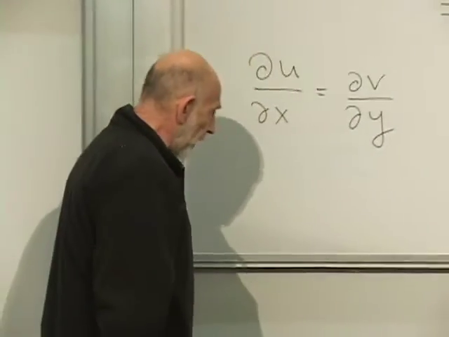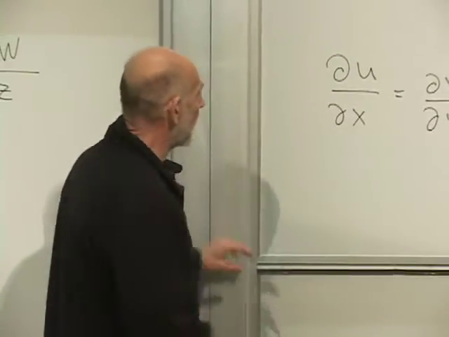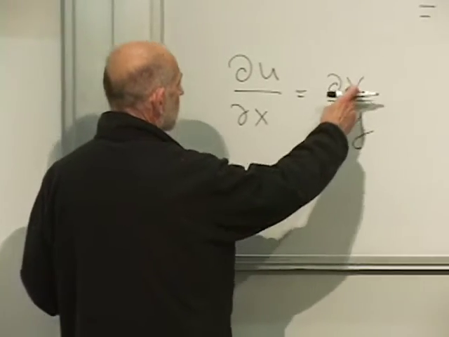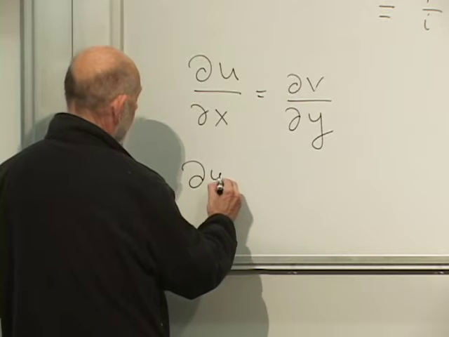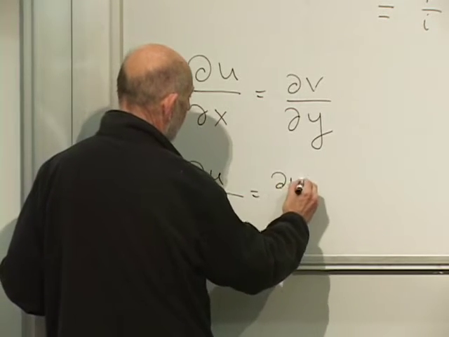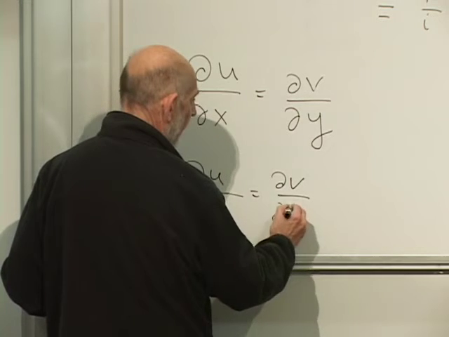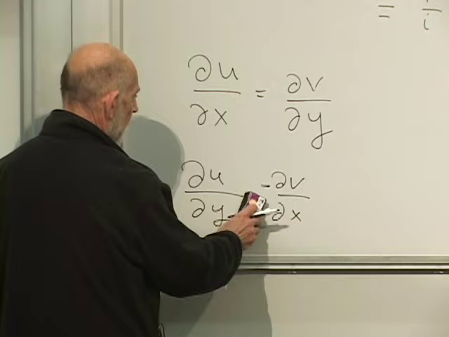So we get two equations. There are two, they're not the same incidentally, look at them. One says du/dx equals dv/dy, and the other says du/dy equals dv/dx. No, minus dv/dx. One of them has a minus sign, the other doesn't.